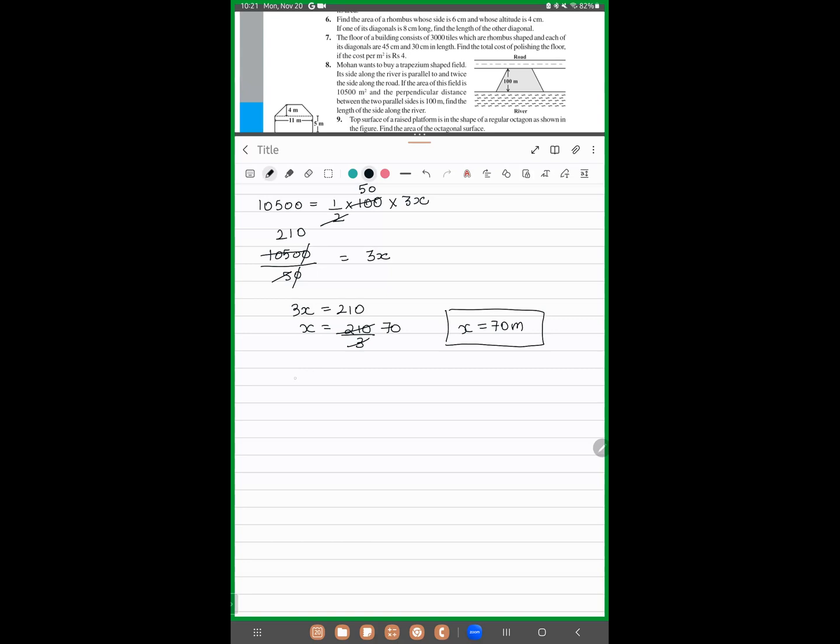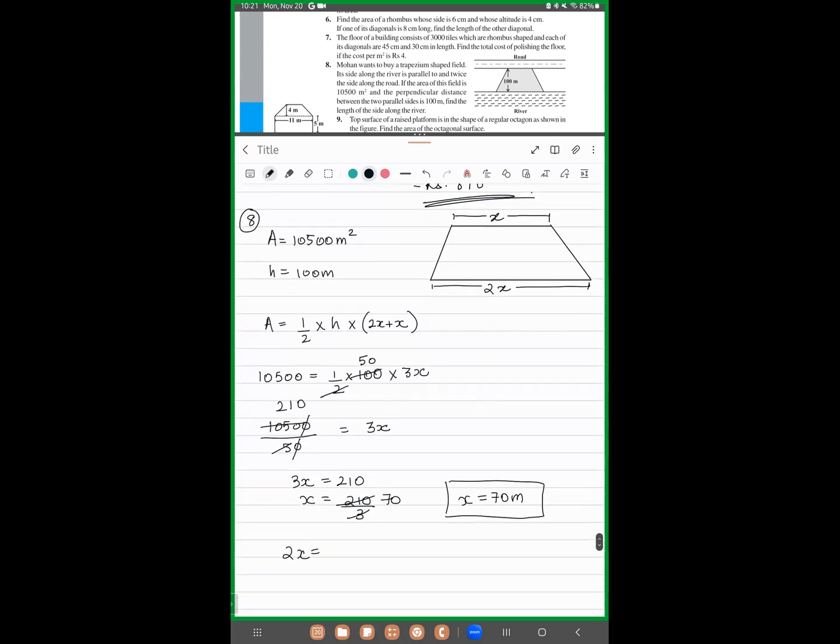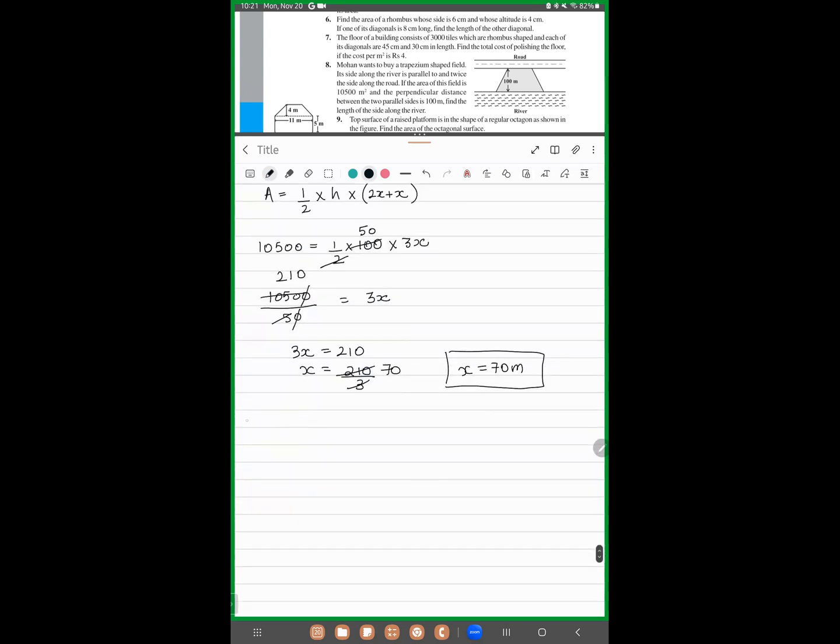So if x is 70 meters, 2x is going to be how much? What do we have to find? We have to find the length of the side which is along the river, meaning this longer side. The longer side is 2x. Got it? How much? 2 multiplied by 70, so 140 meters. Note it down.